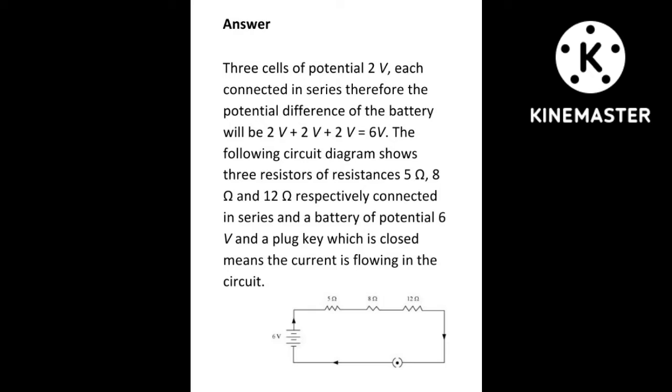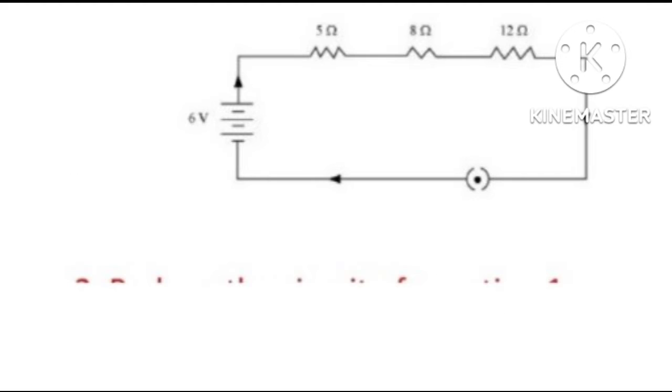And one more, a plug key, is also connected in the circuit to make it closed. That means the current is flowing in the circuit. So we can draw the circuit as shown in the diagram. All should be in series, that means all should be connected end to end only.